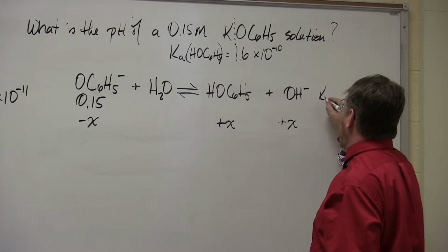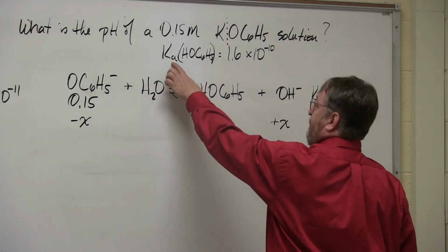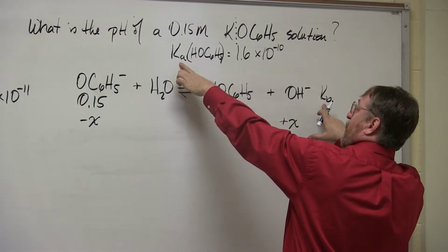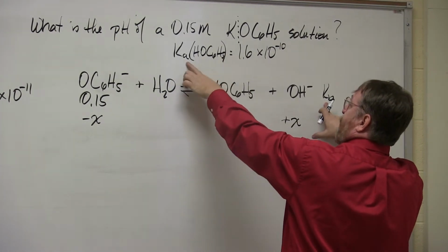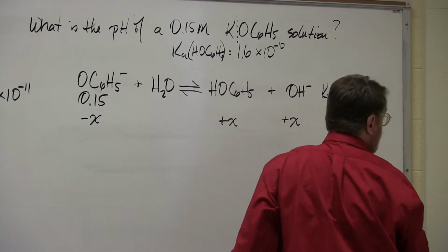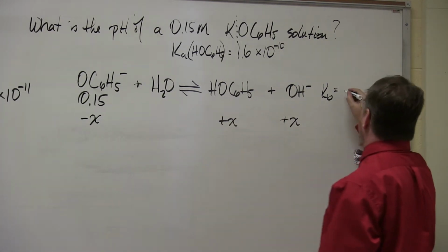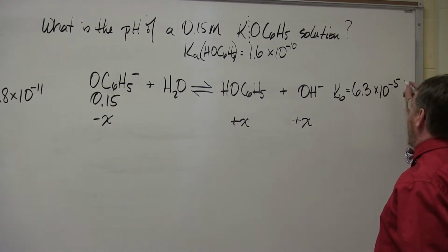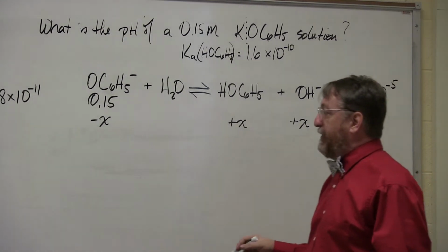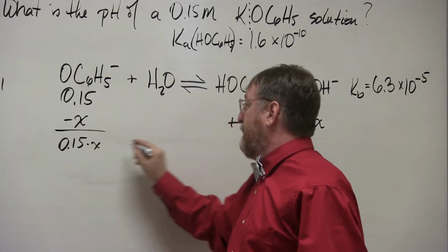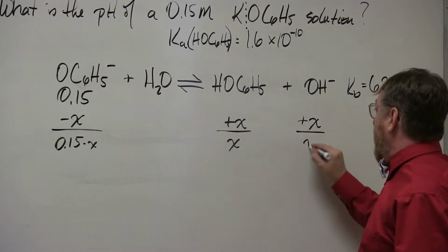I need the Kb. The Kb I can get from the Ka because Ka times Kb equals Kw. So I plug this in and divide it into 1.0 times 10 to the minus 14, and I'll get a Kb equal to 6.3 times 10 to the minus 5. Well, now I can solve this. I've got my equilibrium, which is 0.15 minus X, and X, and X.